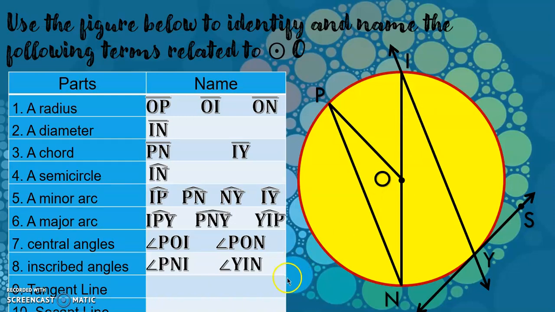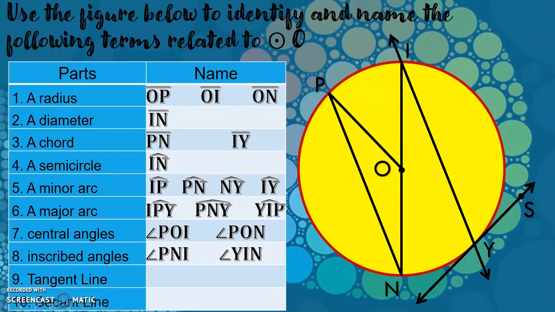And tangent line is the line YS. And the point of tangency is at Y. And the second line, we have the line YI.